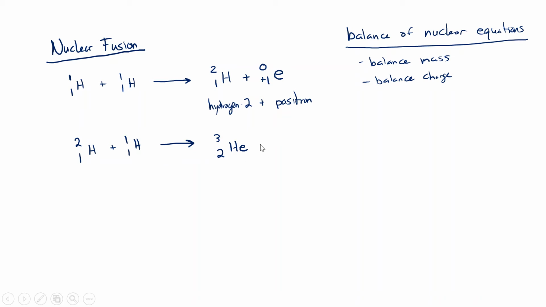And so we're almost done, but we've made helium 3. Helium 3 is not the most stable isotope of helium, right? And so what's going to happen is we're going to have two molecules of helium 3 come together, and they're going to make helium 4, and they're also going to make 2 molecules of hydrogen 1.